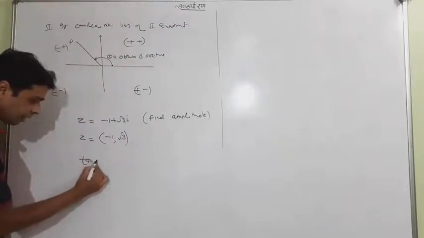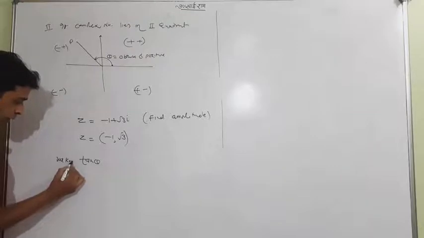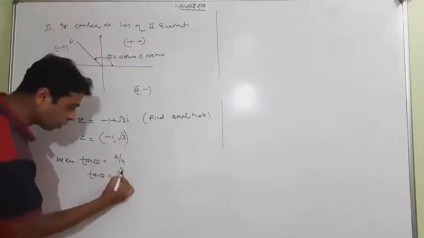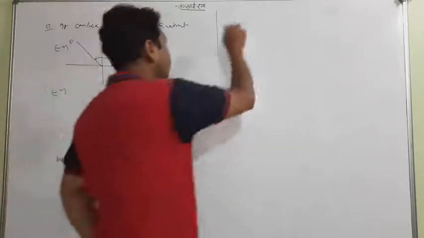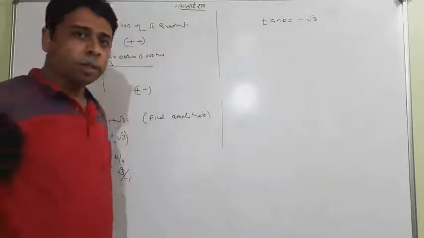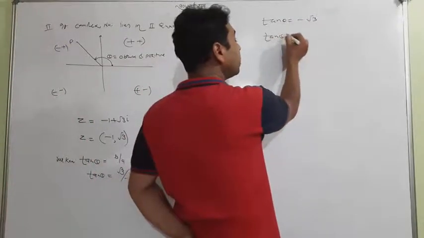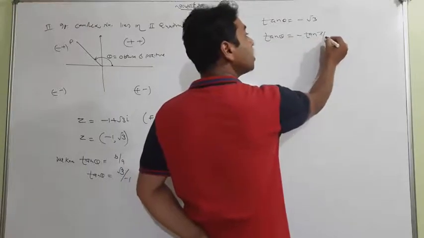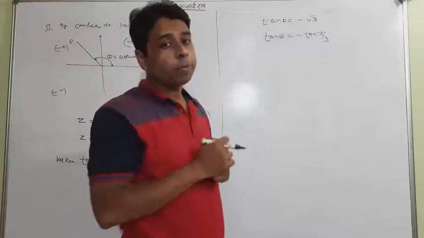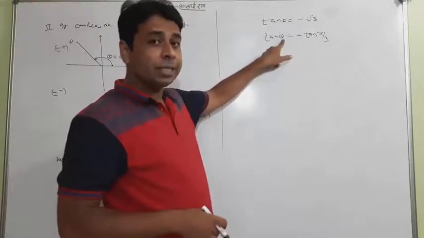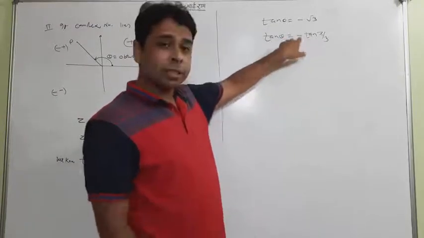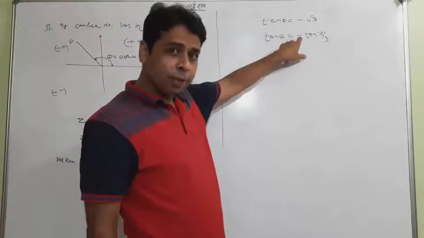We start with tan theta. We know that tan theta is equal to b upon a. B is root 3, a is minus 1, so tan theta is equal to minus root 3. Now what to do, student? Tan theta is equal to minus tan 60. You know tan 60 is root 3. But what is the problem? If I say theta is equal to pi by 3, I can't take it because of the minus sign, so we have to eliminate the minus from here.